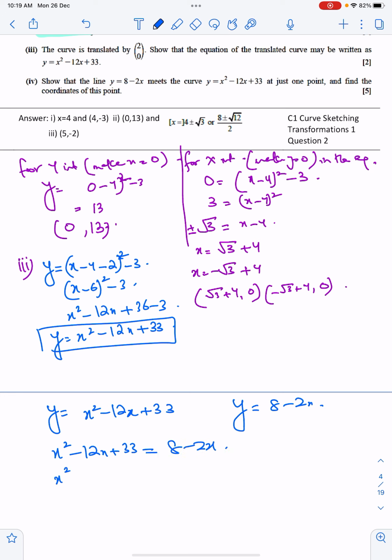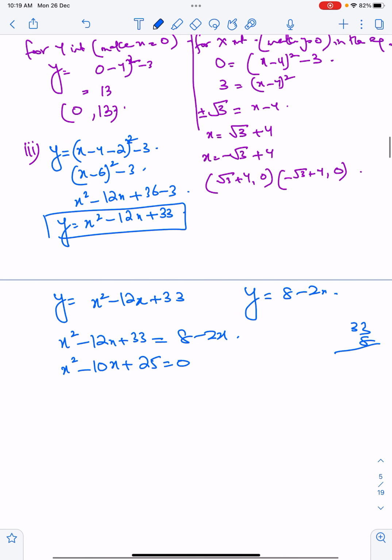All the terms on one side, x squared minus 12x plus 2x is going to be minus 10x plus 33 minus 8 is 25 equals 0. So, I can actually factorize it very quickly with breaking the middle term or just simple factorization.